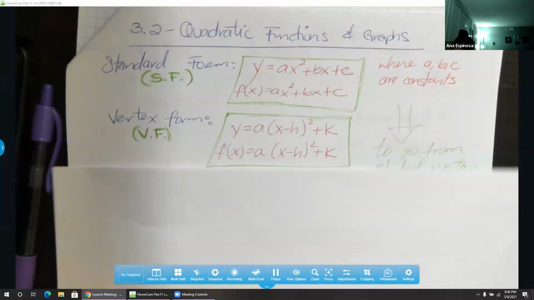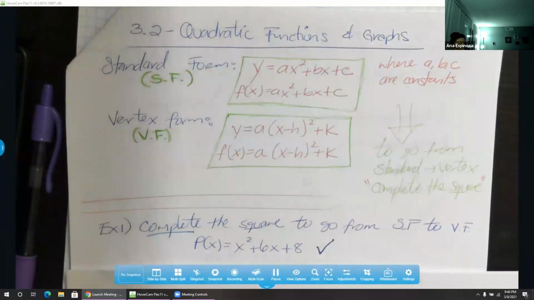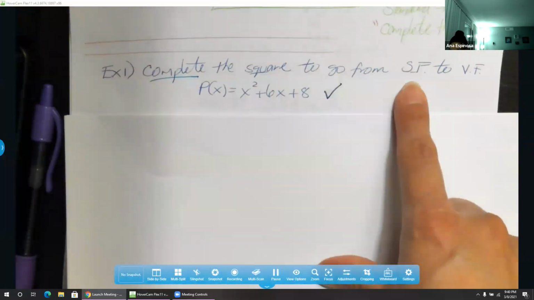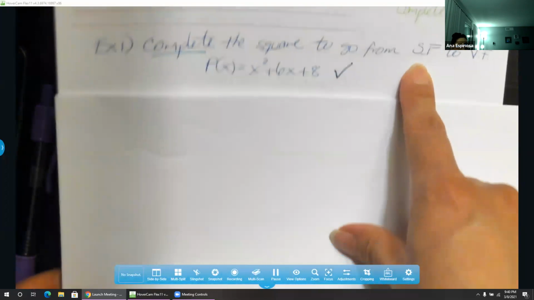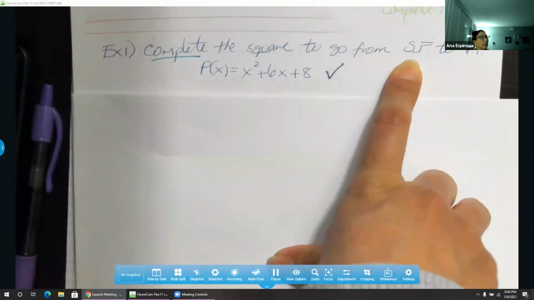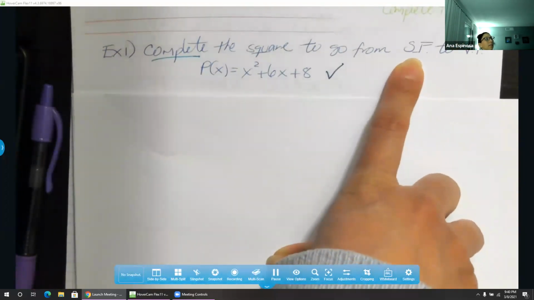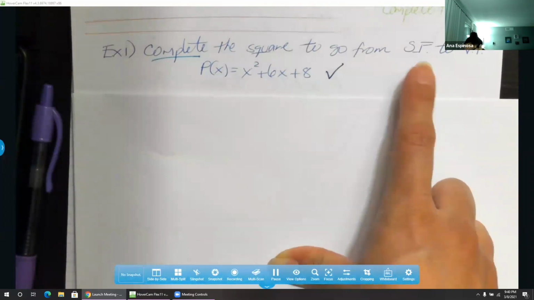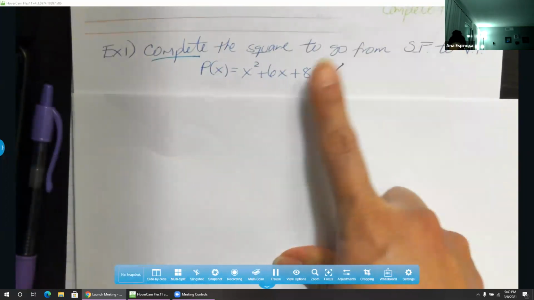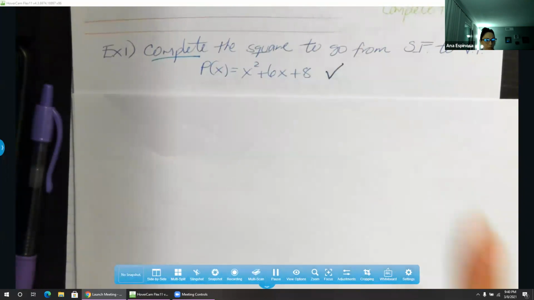All right, so how are we going to do this? Complete the square to go from standard form, SF, not San Francisco. Okay, I know we're all in COVID, but no. Complete the square to go from standard form to vertex form. And you've got this kind of equation. So let's check it out. How exactly do we do that?